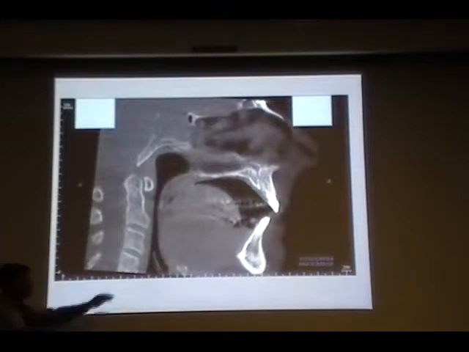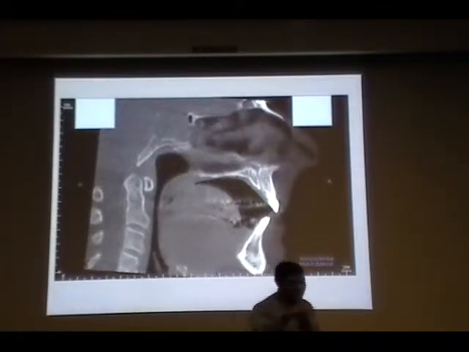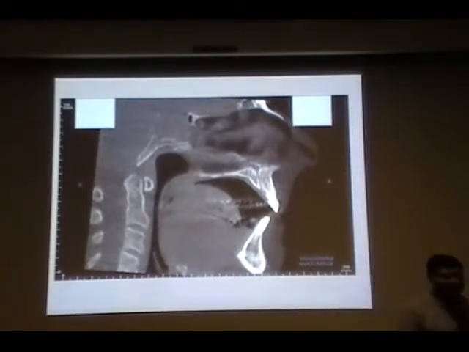Okay, so that's the ventral part of the tongue, that's what he's showing.